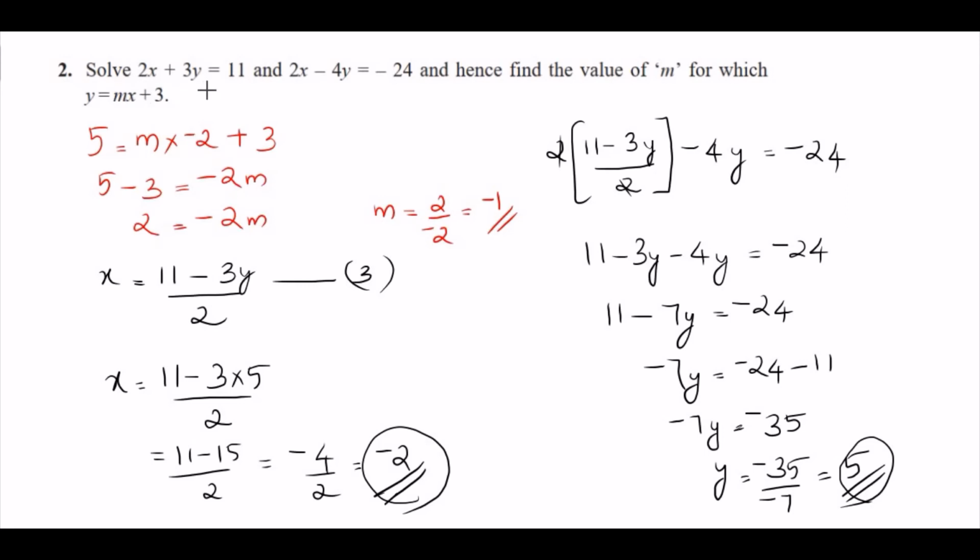That is, here when you substitute, you can see y value is 5 and m is minus 1 into x is minus 2 plus 3. That is, minus 1 into minus 2 is 2. 2 plus 3 is 5.